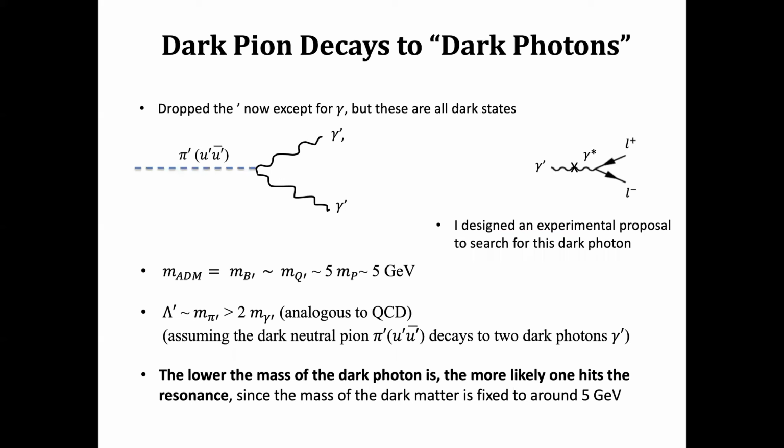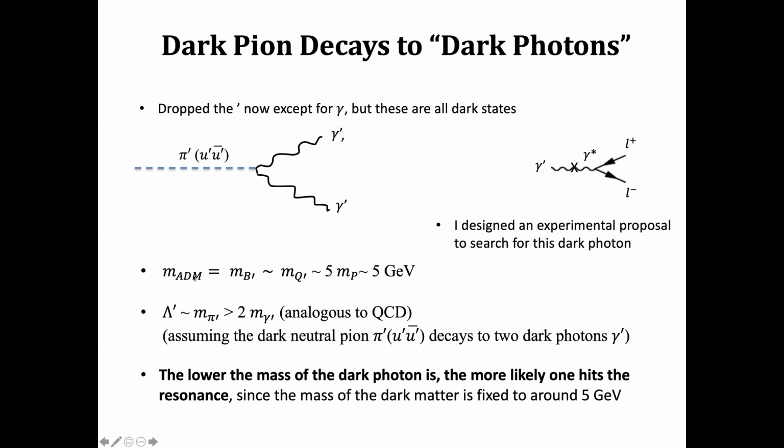So you can have many ways for the dark pion to decay, but the easiest way to have even a signature that is interesting is to have the dark pion decay to dark photon, and again this dark photon decays to lepton pair. But this is different from the previous dark photon, because this dark photon is lighter than your dark pion. So you want this to decay.